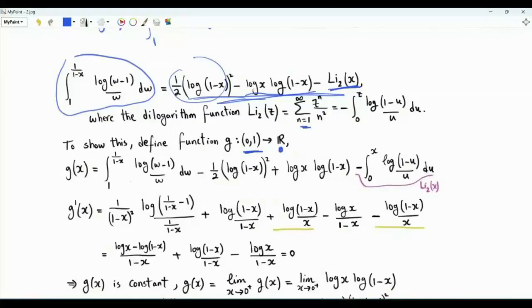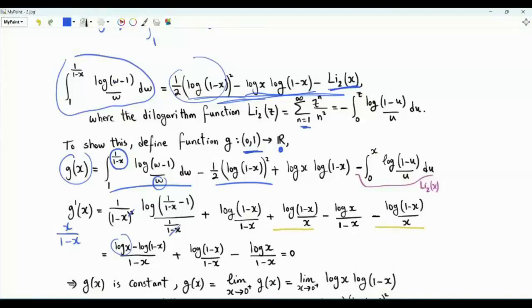Let's differentiate using Leibniz rule for differentiation under the integral sign. When we differentiate this integral here, we differentiate 1 over 1 minus x with respect to x. That's 1 over 1 minus x squared. Then we replace w, the dummy variable of integration, by the upper limit. So we have log 1 over 1 minus x minus 1, and then this w is replaced by 1 over 1 minus x. Can eliminate the square. We have 1 minus x in the denominator, and then this log 1 over 1 minus x minus 1. This is 1 minus x in the denominator, and then in the numerator we have x. This logarithm can be written as log x minus log 1 minus x.